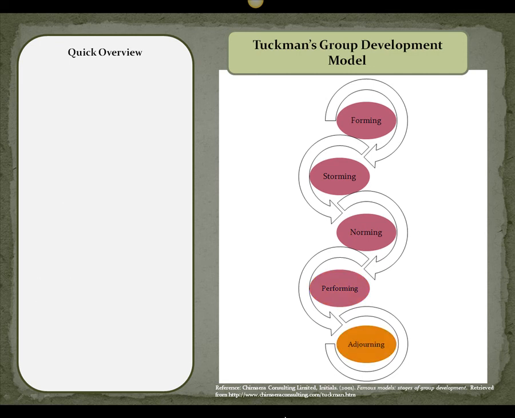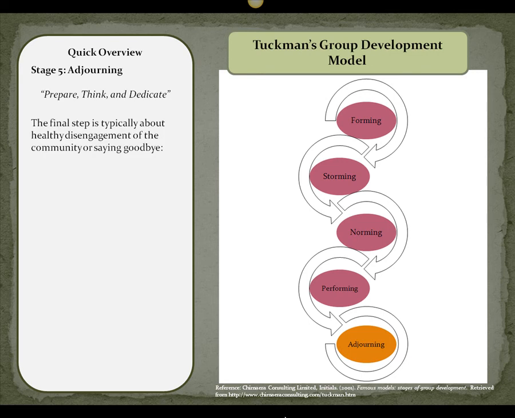The last stage in Tuckman's model is adjourning. And this is where they prepare, think, and dedicate themselves to the group. This final step is typically about healthy disengagement of the community or saying goodbye, but from the point of view of roommate conflicts, what we're talking about is how do you adjourn from forming a relationship and move into that state of normalcy that we're always talking about.